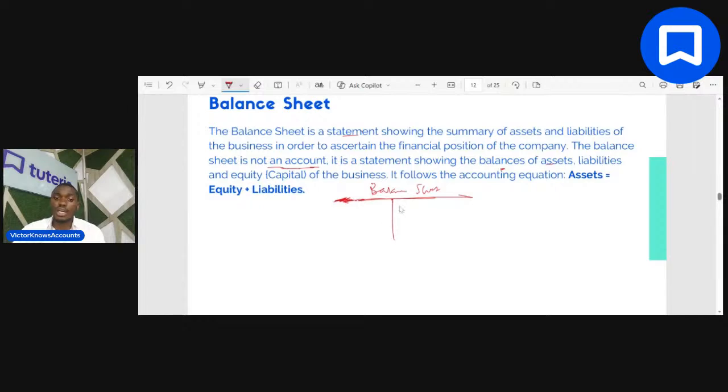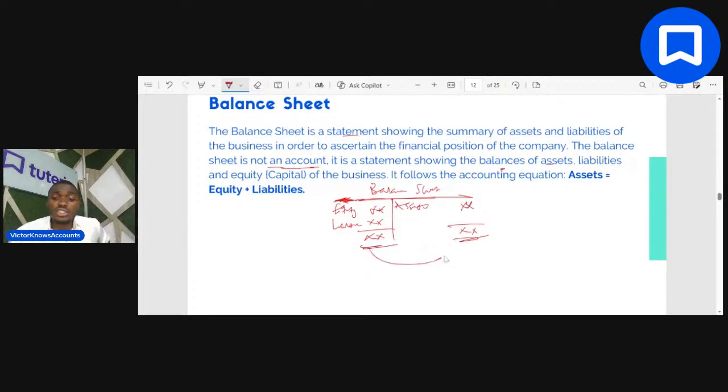Then you come here, your asset is always on the right side. Don't mind me as an accountant, I hardly know my right from my left. What I just know, I know debit and I know credit. So I think this is debit, this is credit. So credit is on my right. So your asset will be on your right, your equity will be here, and your liabilities will also be here on your left, and you have this.